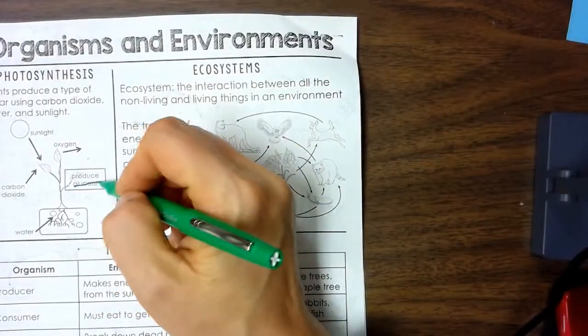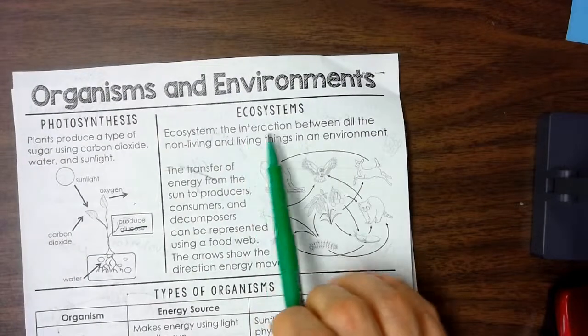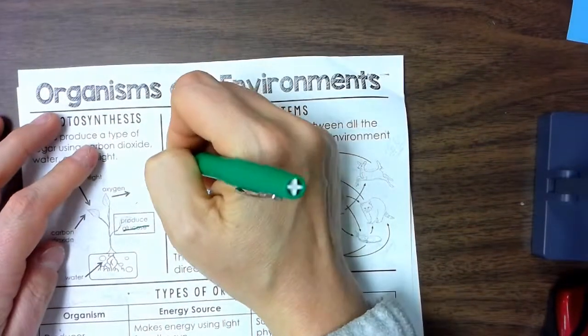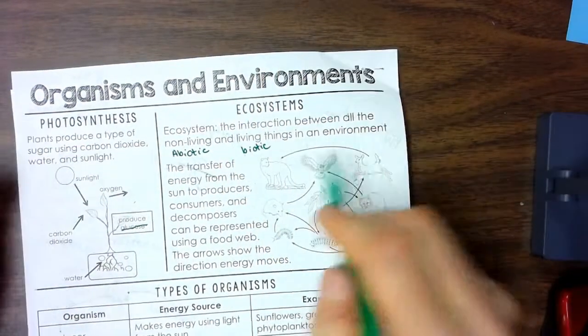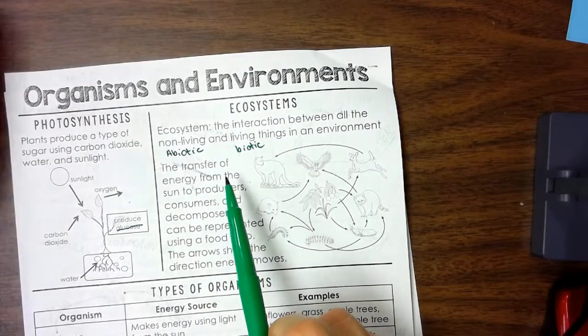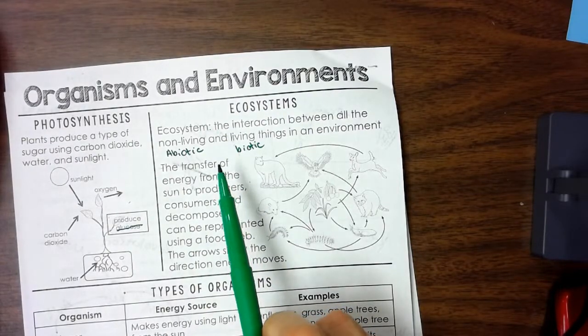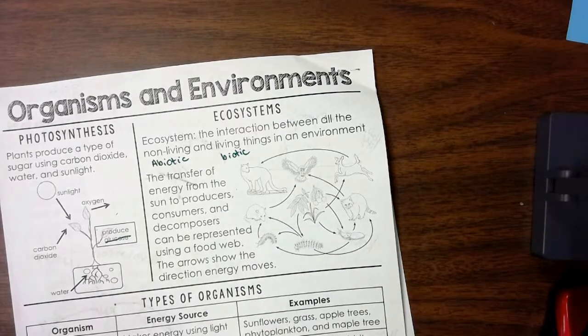Ecosystems. Don't worry about this glucose. Ecosystems. Yay, ecosystems are so fun. Ecosystems is just straight up the interaction between all non-living, which we call abiotic, and living, biotic, things in an environment. So, again, if you're biotic, you need to depend on abiotic things to stay alive. Abiotic things are like air, sun, water, soil. All those things are non-living, okay? But if you're biotic, if you're living, you have to have those things to help keep you alive. I mean, you just do.